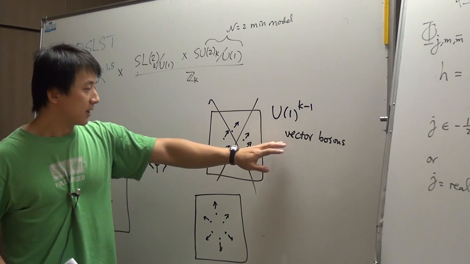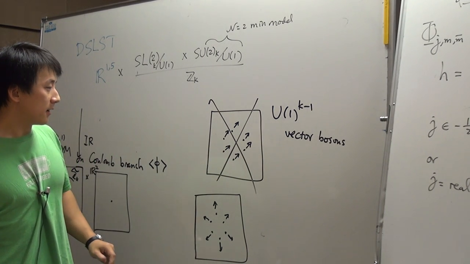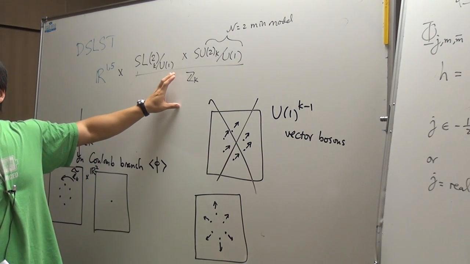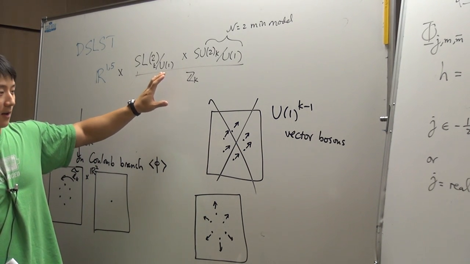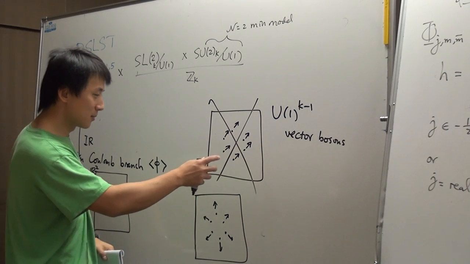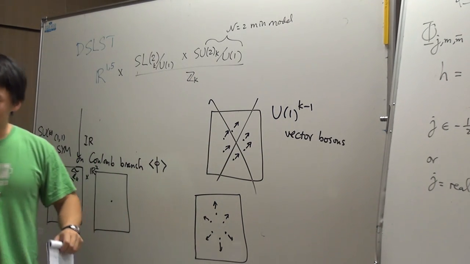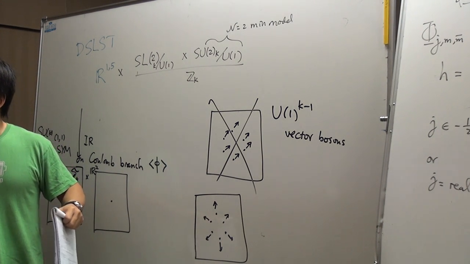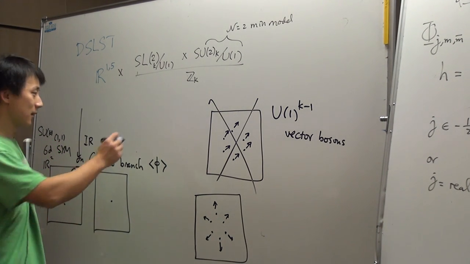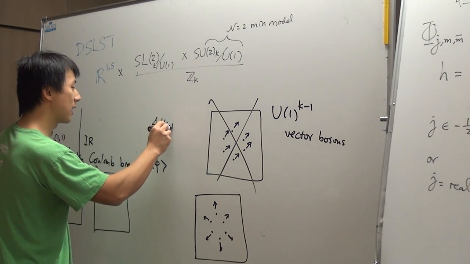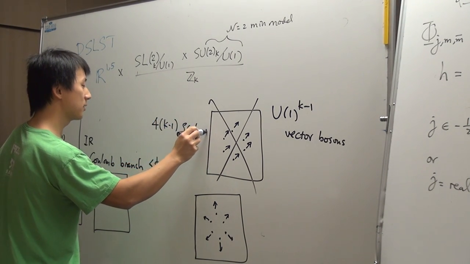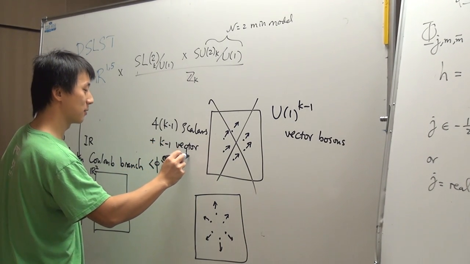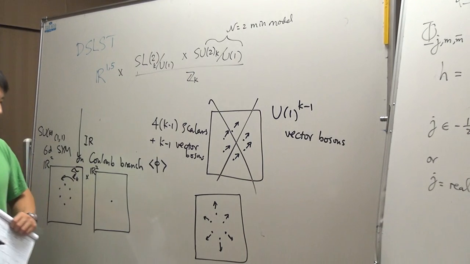For the vector bosons, actually, all the k minus 1 vector bosons are in the twisted sector. There's nothing from the untwisted sector. That's because the untwisted sector would correspond to the combination of the k vector bosons that's invariant under the Z_k, but that's the overall U(1) that decouples. So the upshot is that you're expecting to have 4 times (k minus 1) scalars, plus k minus 1 vector bosons, and also the fermions, but we'll discuss the scalar modes for the moment.